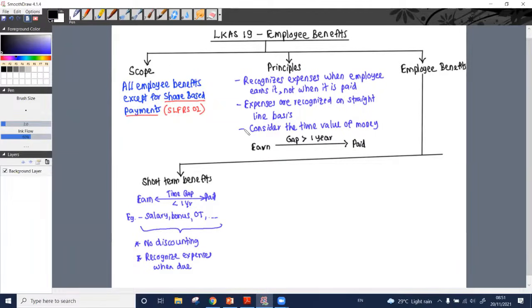And the second category is long term benefits. And these long-term benefits we can again classify into two main groups.